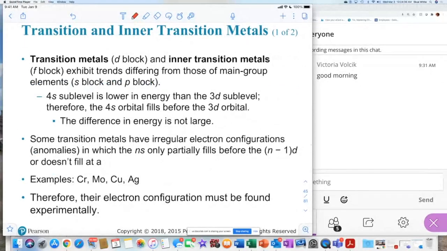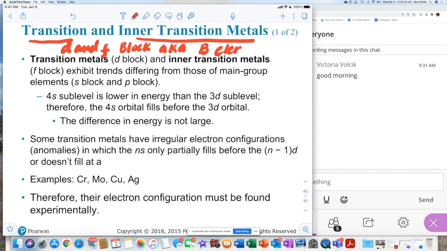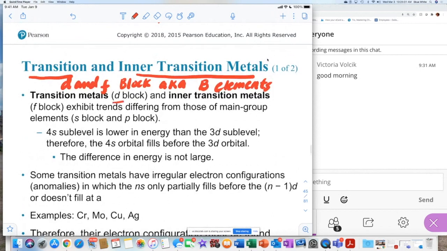Okay. Now that we've looked at the generic group, group A, we're now moving on to the complicated group, group B. Transition and intertransition metals. This is the D and F block elements, also known as B elements, right? There's so many names. Transition metals, the D block elements, and intertransition metals, F block elements, exhibit trends differing from those in the main group elements, referring to group A, the S and the P block.